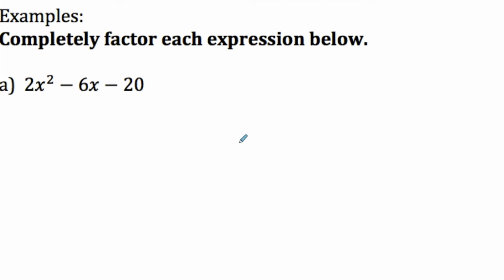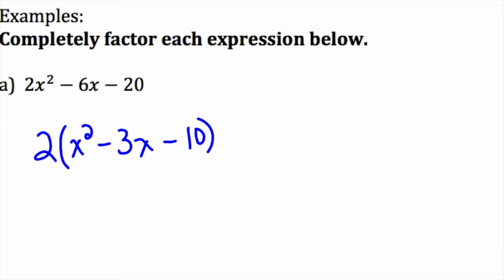First of all, we notice that all of these are divisible by 2. But we cannot take an x out because the 20 does not have an x. All we can do is take out a 2. So what are we left with? x squared minus 6 divided by 2 is 3x, and minus 20 divided by 2 is 10.